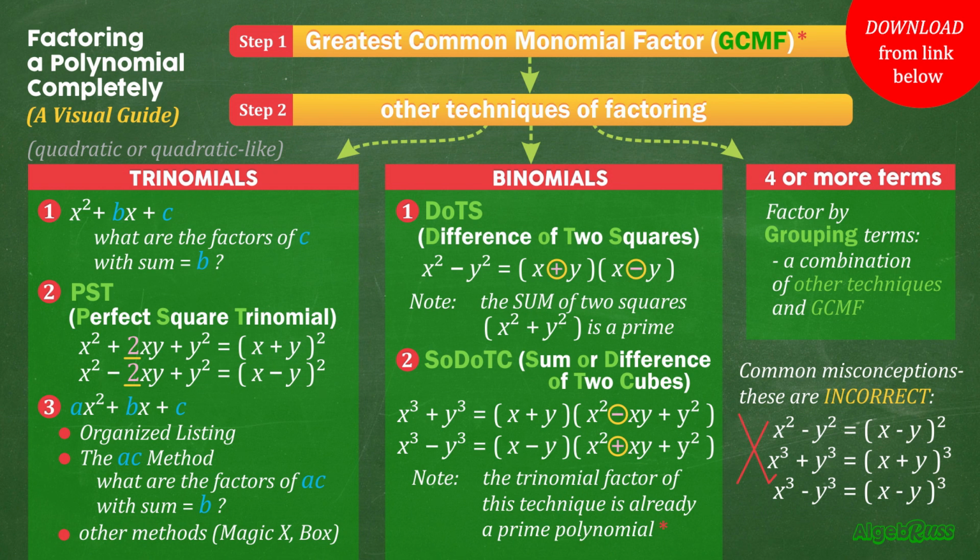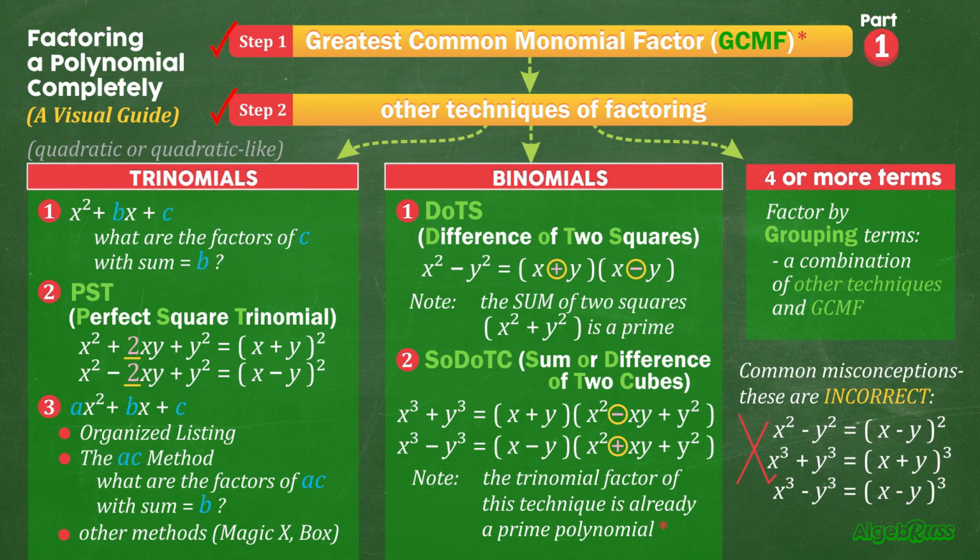Like previous parts in the series, let's review our visual guide, serving as our map in factoring polynomials. When factoring polynomials completely, the very first step is to get the GCMF. That's part 1 of this tutorial series. After that, we proceed to step 2, where we will use other techniques of factoring, depending on whether what is left is a trinomial, a binomial, or a polynomial with 4 or more terms.